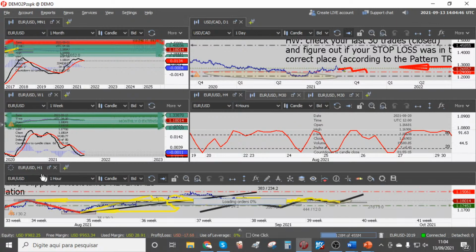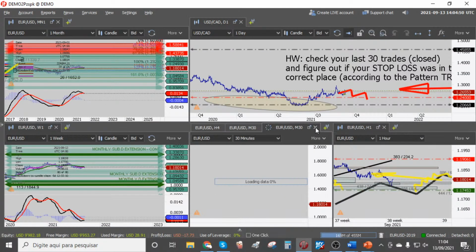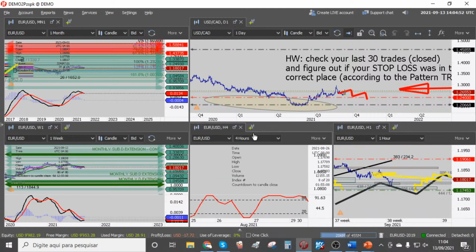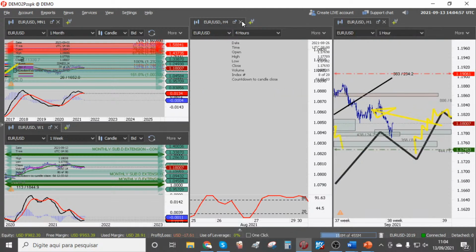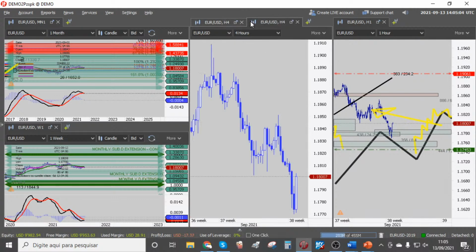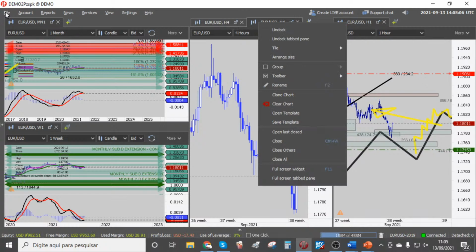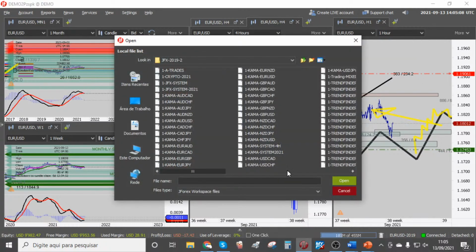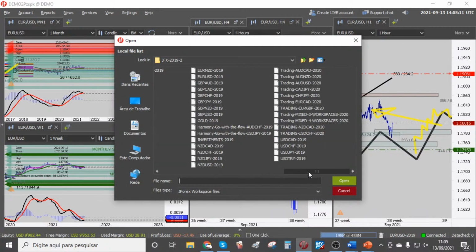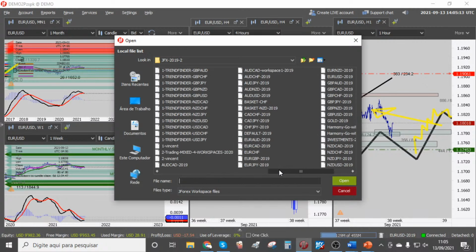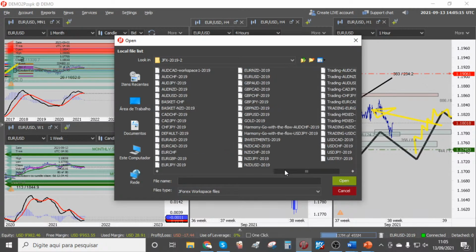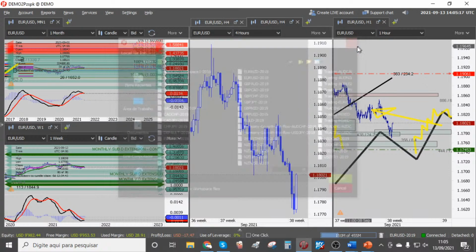GBP JPY out, euro dollar 1 hour, 4 hour, 30 minutes out, USD CAD daily out, euro dollar 1 hour, 4 hour. Okay. Let me open the file, let me see. Euro dollar daily chart. AUD CAD, not in here.